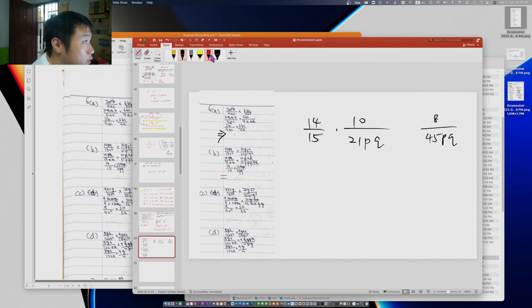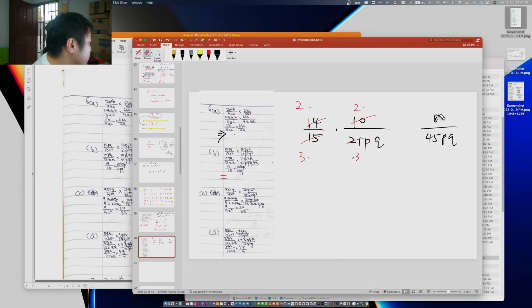So how do you split the 14? 2, 7. 15? 3, 5. 10? 2, 5. 21? Split or never split? 7, 3. Did you split? Yeah. Okay. I see a 7. I see a 5. Anything else? No more.